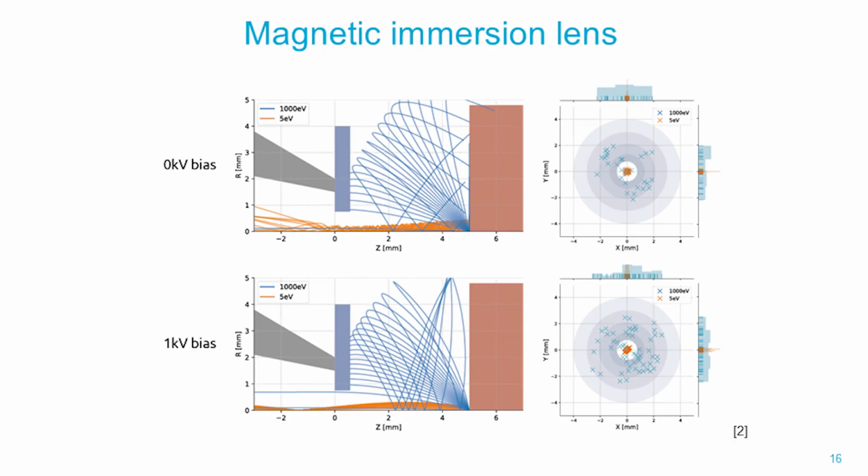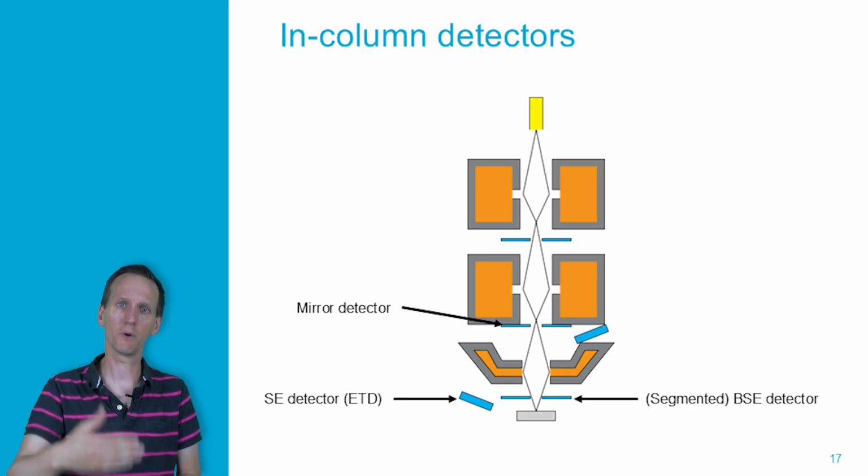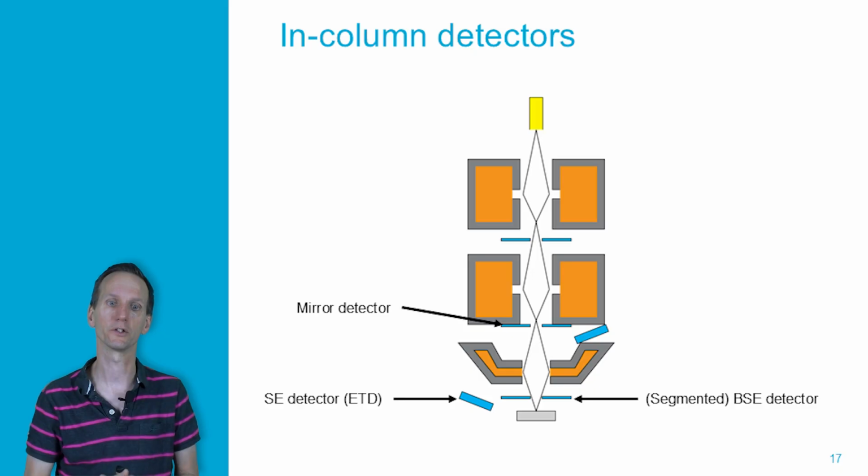Now these immersion fields are also important for detection, so they can enhance the collection efficiency, but it also means that a lot of electrons may actually travel close to the optical axis, so close to the primary beam axis. Note, however, that their energies may be different in different parts of the column, because they originate from the sample with a specific energy that's different from the primary beam energy. So this also means that in an electron microscope column there may be a lot of detectors inside the column. These we call in-column detectors.